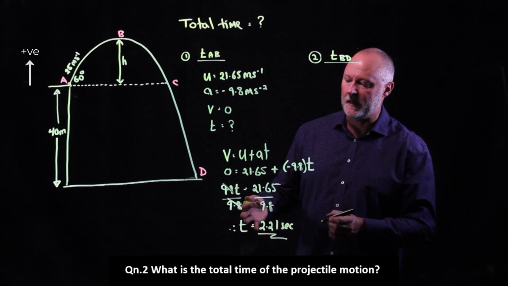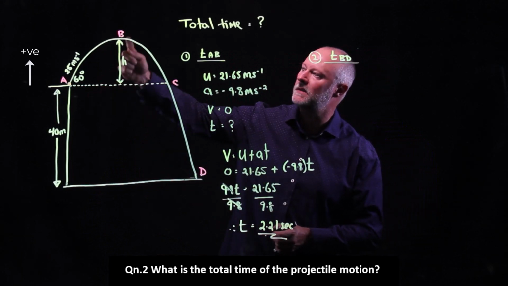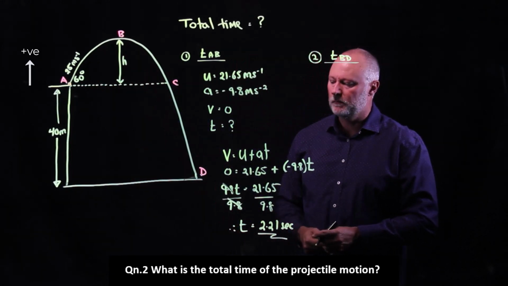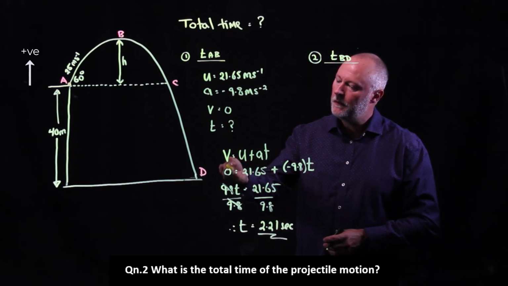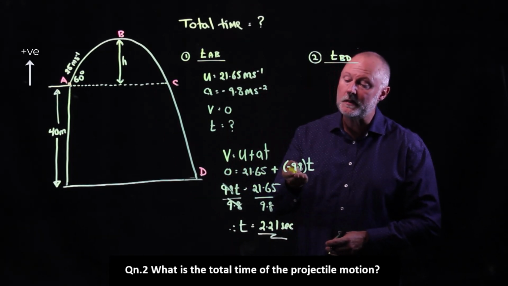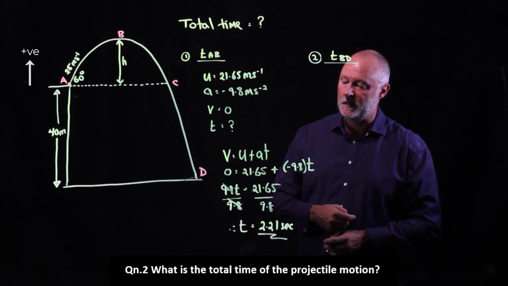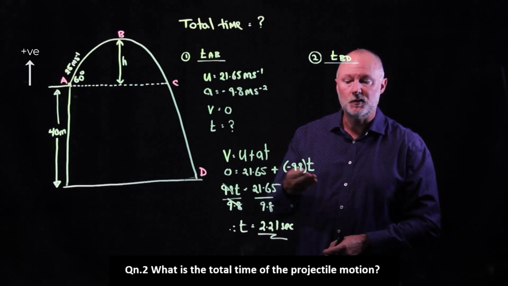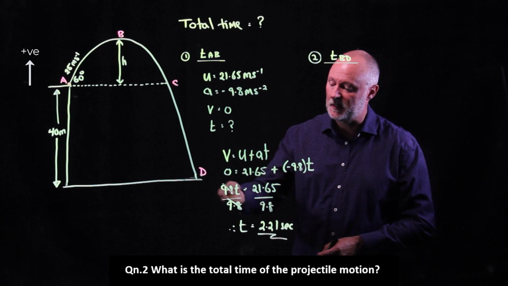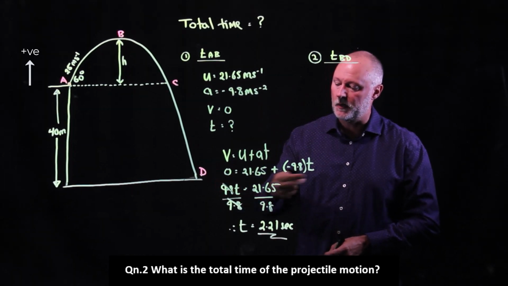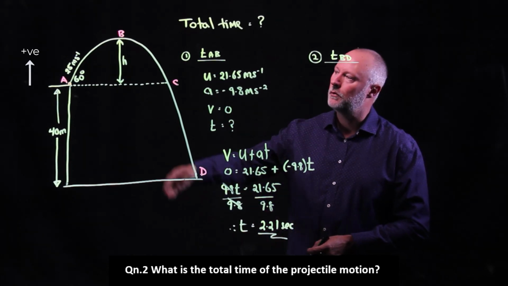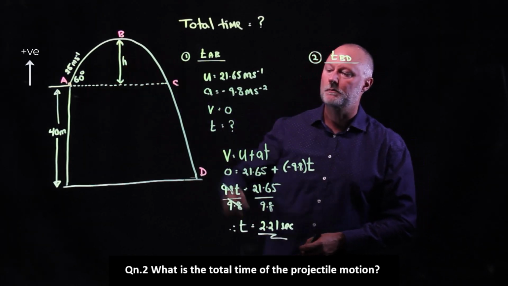Okay, so our first part of our calculation is the time from point A to point B in the vertical direction. We find that the initial velocity was 21.65, the final velocity was 0, the acceleration is negative 9.8, and t is our unknown. So we transfer our negative 9.8t to the left-hand side as a positive 9.8t, and we divide both sides by 9.8. That gives us a time of 2.21 seconds from point A to point B.